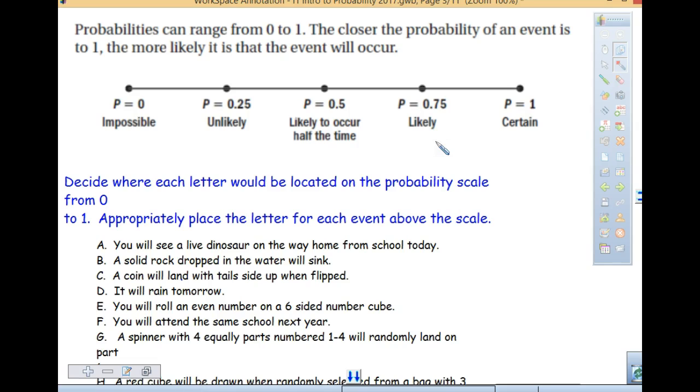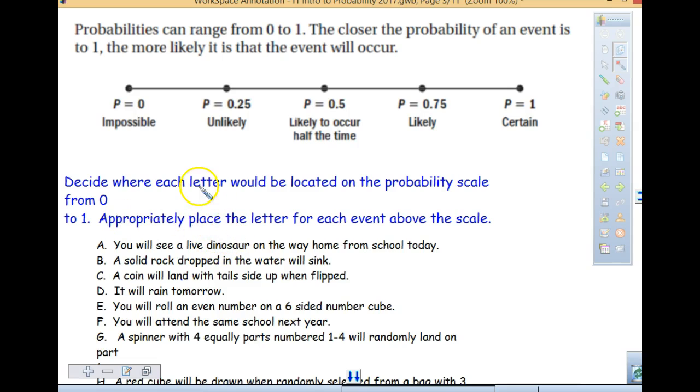So for each event going down here, I would like you to think where you should place that letter on our number line up here. You will see a live dinosaur on your way home from school today. You're not commenting, you're just putting that letter. I would like you to write that letter on your number line, and we are being serious. If you want to try and be funny again, it takes us a lot longer. I know it's the end of the day.